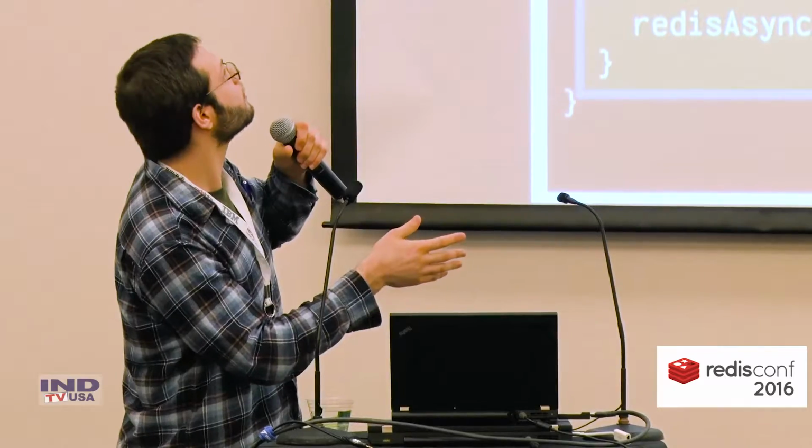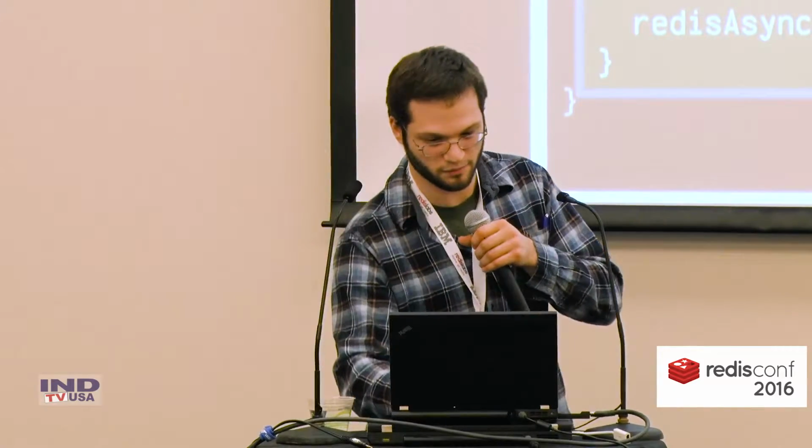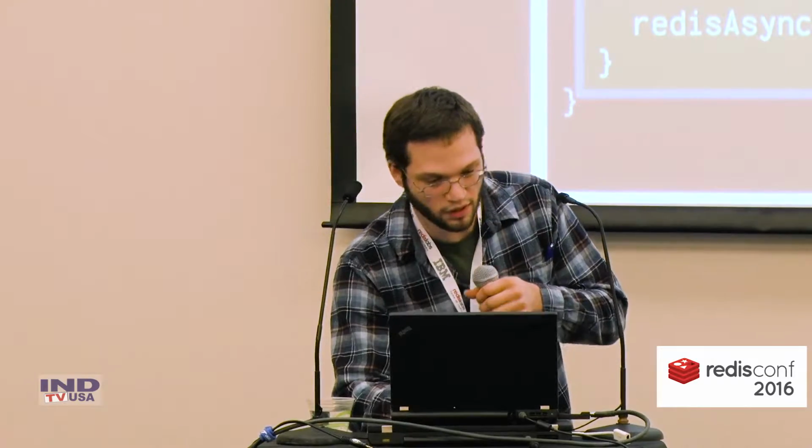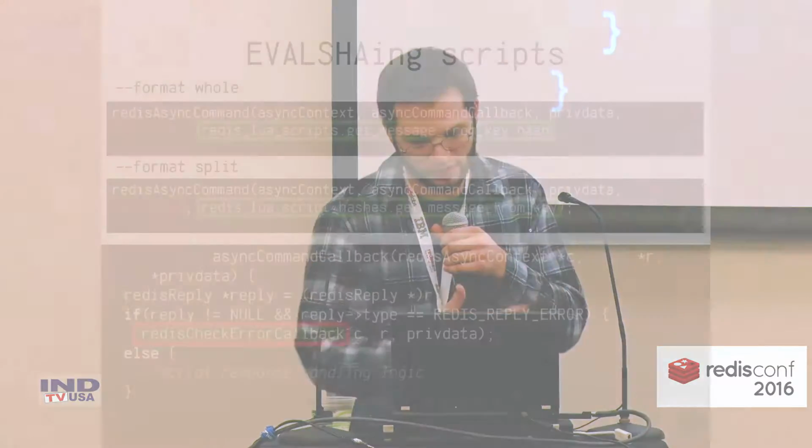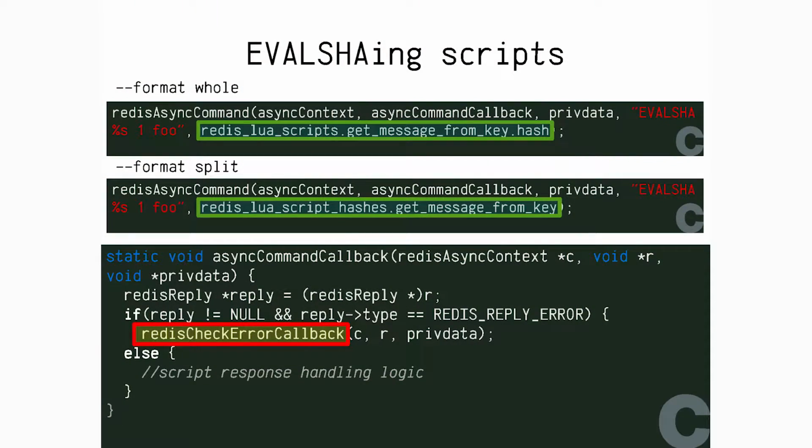So if there's an error while loading, I just output the error along with the script name, because that was passed in as the private data to the command. And also, just to be on the safe side, I check the hash of the script just as a sanity check to make sure it's what I was expecting it to be. So here's how you actually use it. If you're running the whole format, if you want to run a script, you run your evalsha command, and for the hash of the script, you pass the Lua script variable .name of script .hash. If you're using the split format, it's pretty similar. It's the script hashes variable .name of script.